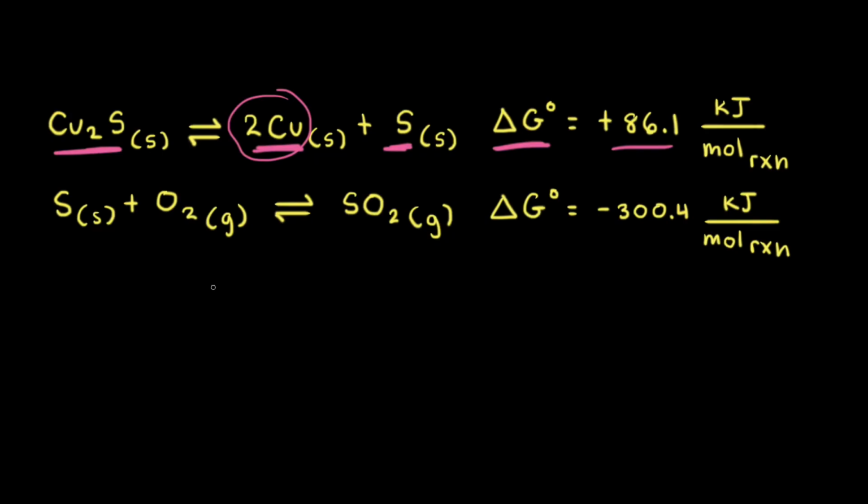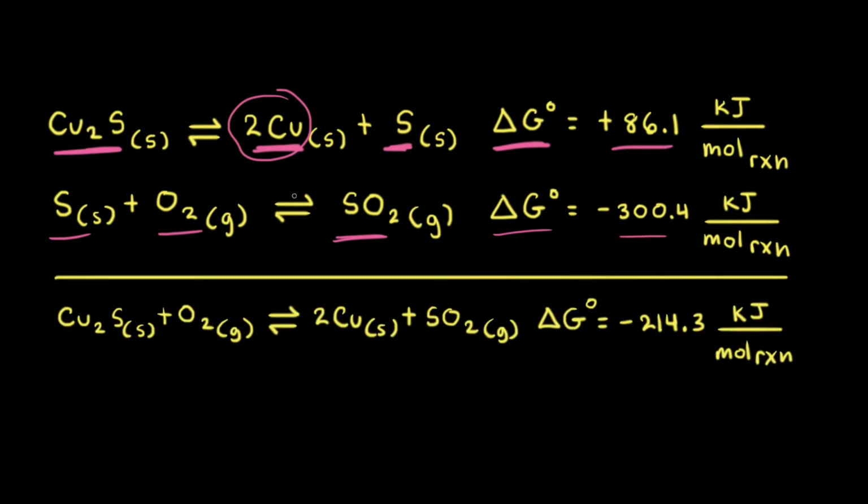The solution is to couple this first reaction to a thermodynamically favorable reaction, and that's the conversion of sulfur into sulfur dioxide. So solid sulfur plus oxygen gas gives sulfur dioxide, and delta G naught for this reaction is equal to negative 300.4 kilojoules per mole of reaction. So adding our two reactions together, the common intermediate sulfur cancels out, and that gives us copper(I) sulfide plus oxygen for the reactants going to solid copper and sulfur dioxide for the products.